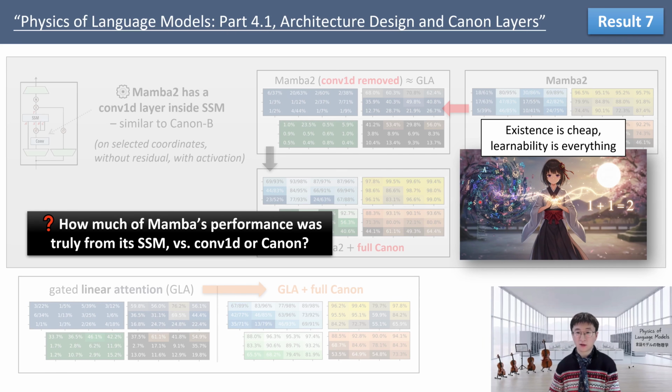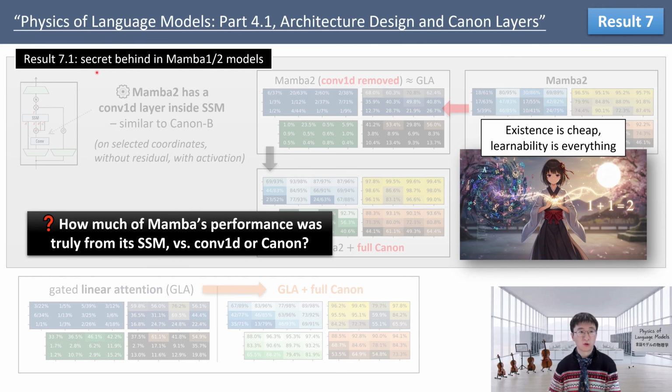You can design your architecture to be really arbitrarily complex, with a lot of wishful thinking, like a very smart SSM design. But at the end of the day, maybe the SGD or Adam optimizer is not going to cooperate with you. It's going to learn something very cheap or very simple, such as just some horizontal information mix. Okay, so that's our result 7.1 on the Mamba architecture. And we call it the secret behind Mamba 1 and Mamba 2 models.